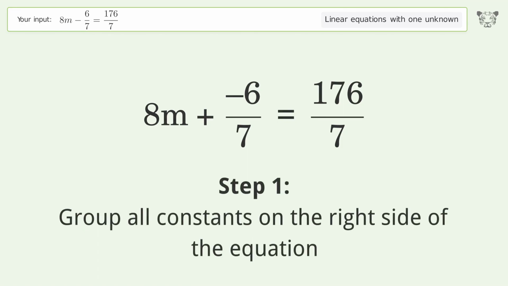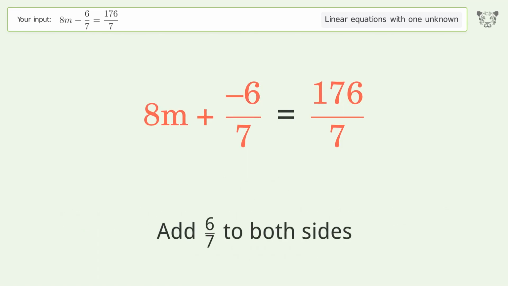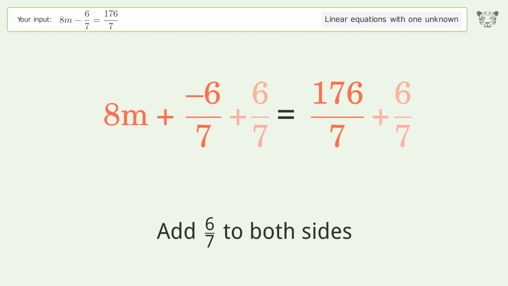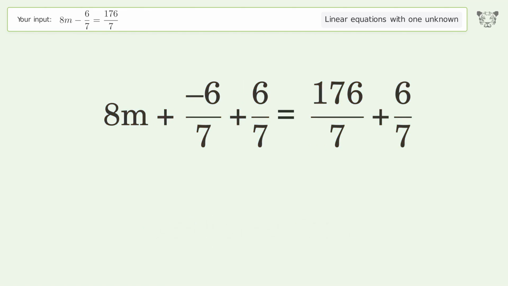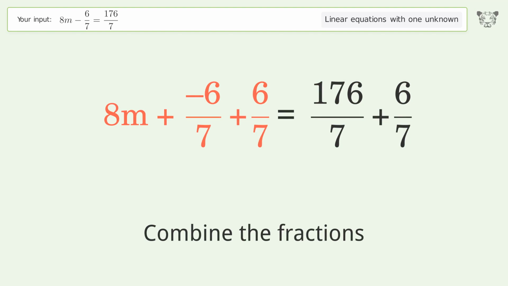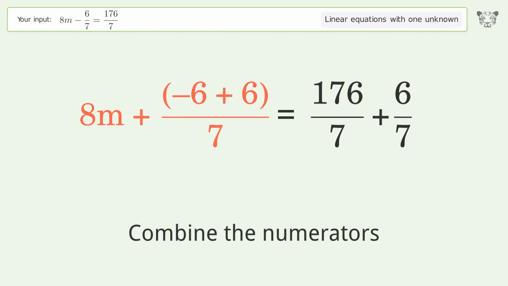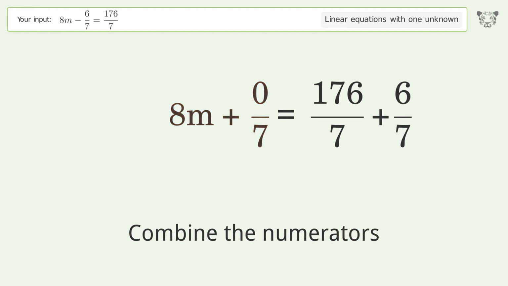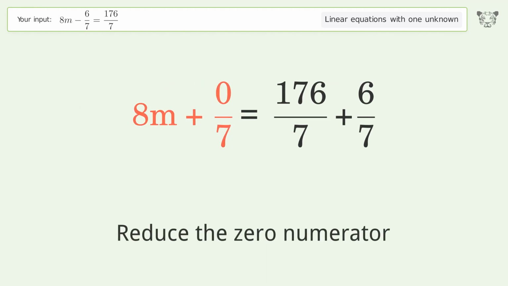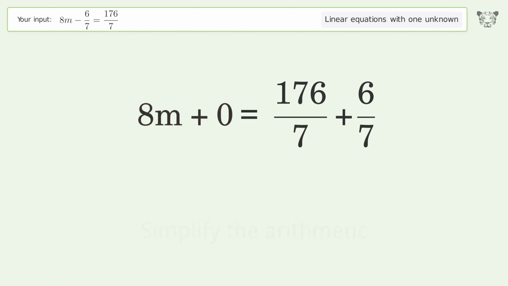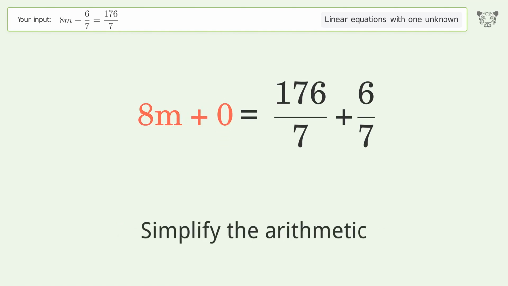Group all constants on the right side of the equation. Add 6/7 to both sides. Combine the fractions. Combine the numerators. Reduce the zero numerator. Simplify the arithmetic.